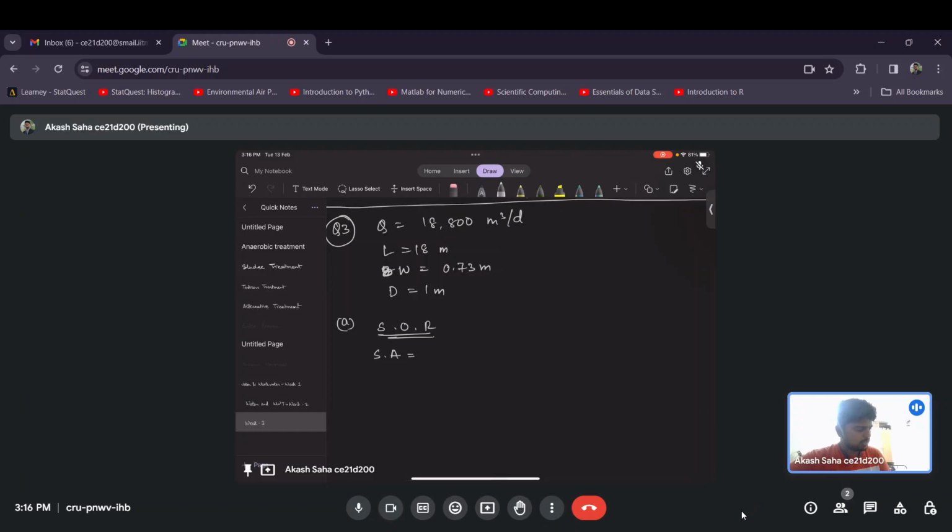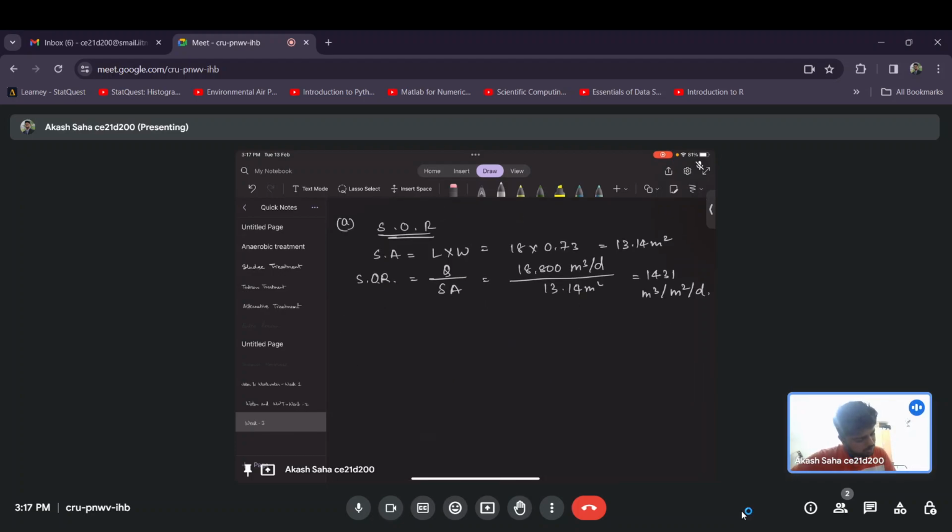So my surface area is nothing but length into width, that is 18 into 0.73, which is equal to 13.4 meters square. So my surface overflow rate SOR will be equal to Q by SA, surface area. So it will be 18,800 meter cube per day divided by 13.4 meters square. So it will be 1431 meter cube per meter square per day. Okay, simple one liner, just the SOR will be equal to 1431.